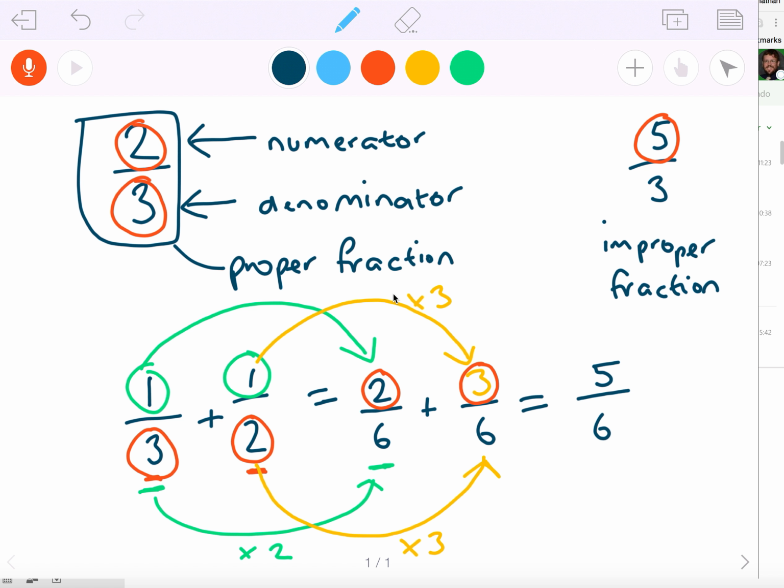5/6. So that was a really short video just showing you how to add together vulgar fractions.